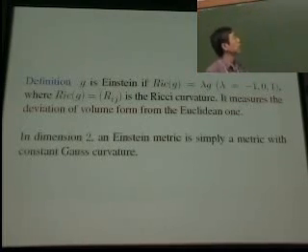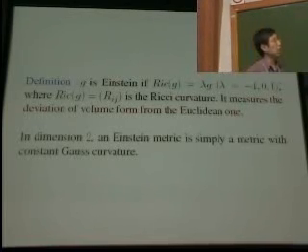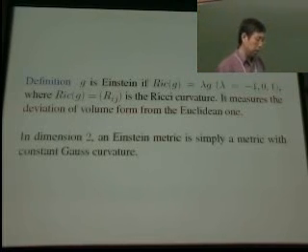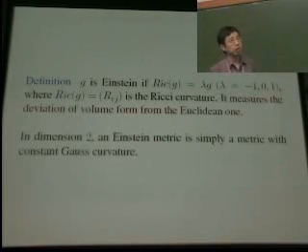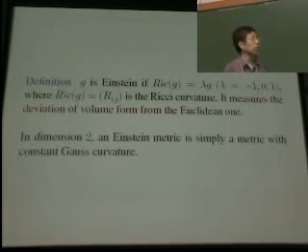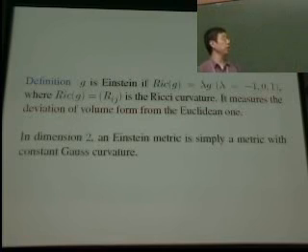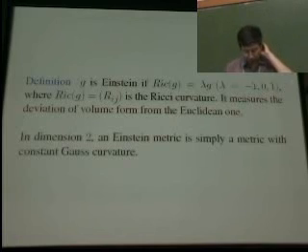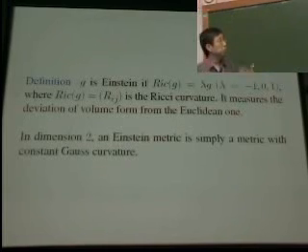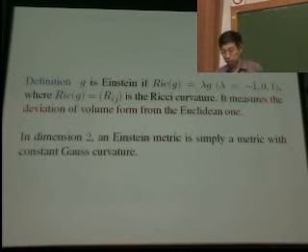It measures the deviation of a volume form from a Euclidean one, because it's just part of the curvature. And it tells you that because space is curved, you may have a different volume form at different points, unlike Euclidean space. You can somehow integrate at any point; it has certain invariance. But in a curved space, it may be different. In dimension 2, an Einstein metric is simply a metric with constant Gauss curvature, so it's a natural extension to high dimensions.